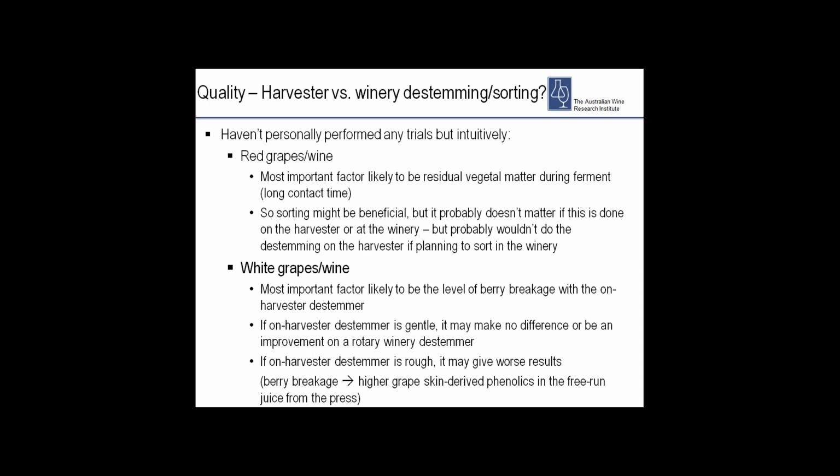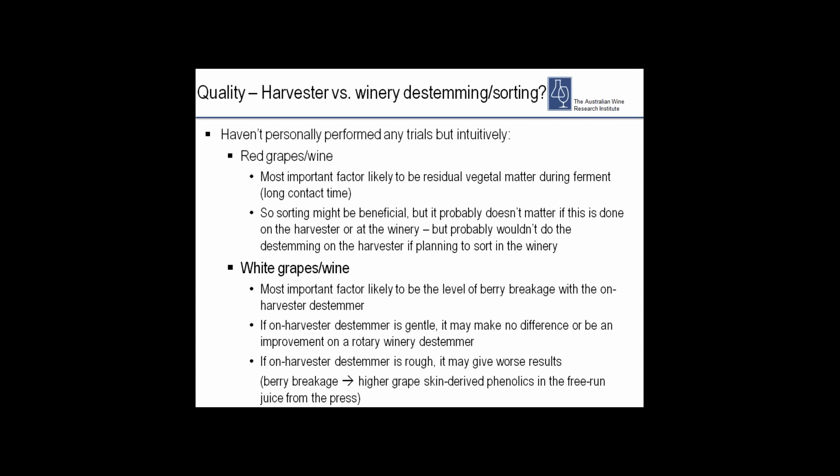For white wine production, the most important factor is likely to be the level of berry breakage with the on-harvester destemmer. If the system is too rough, there may be more berry breakage and higher levels of skin-derived phenolics in the free-run juice fraction at the winery's press.